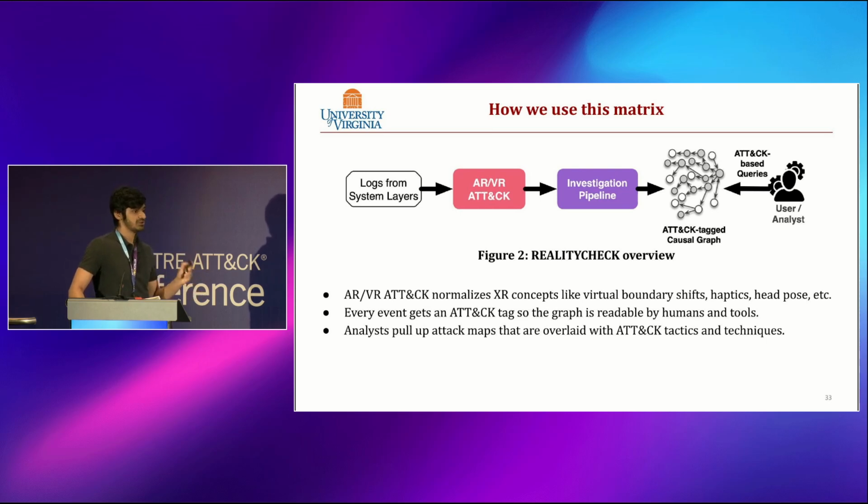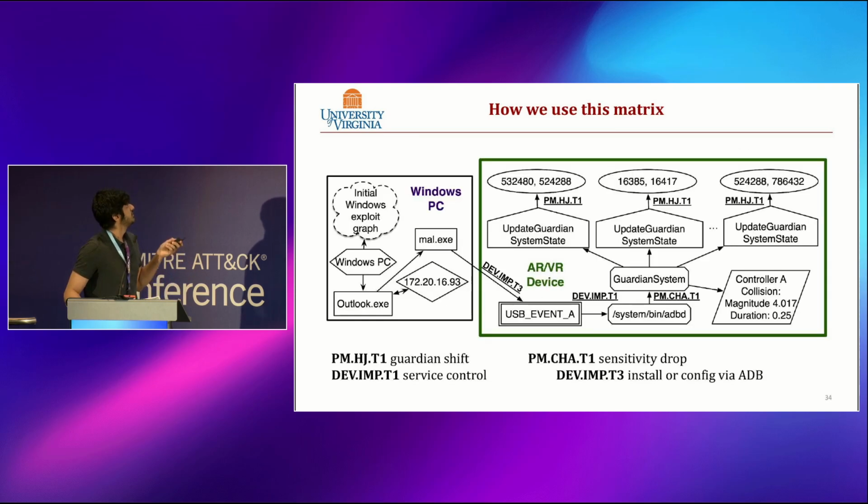And then we have an investigation pipeline, which is detailed in the paper. That gives us an attack causal graph, which shows how the attack started, what the root cause of the attack was, and if you have a symptom, you can track its ramifications. So this is what we did with the attack. And you can see that, like on the AR/VR side, we tagged it with tactics, techniques, and procedures.